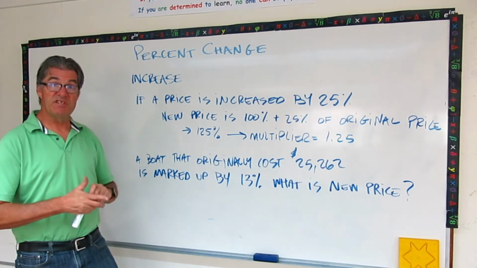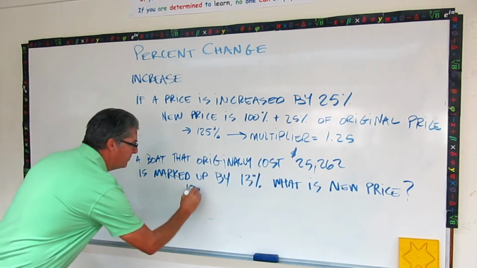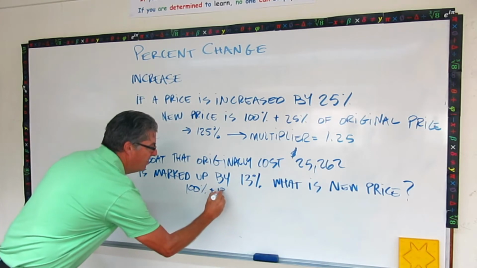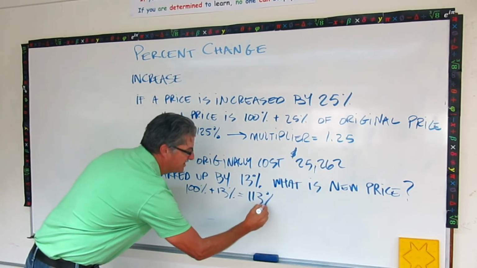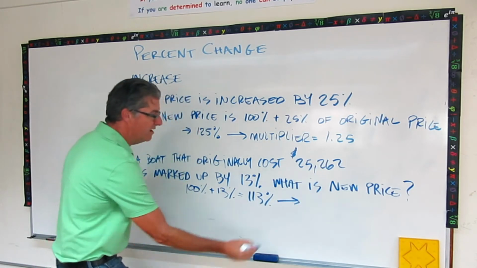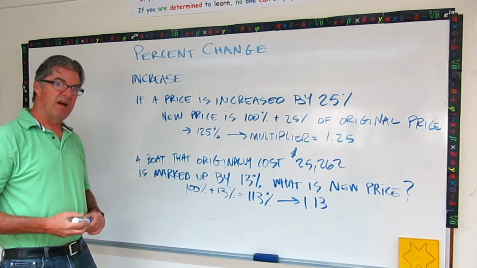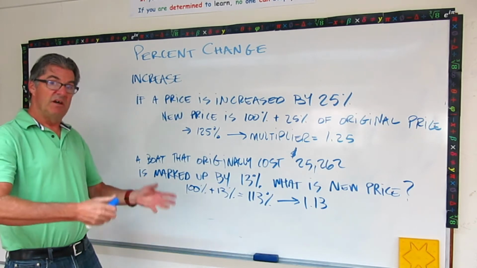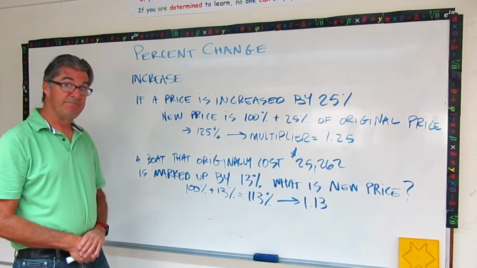Okay, your first step is to find out what your multiplier is. That's going to be 100% plus 13%, which is 113%. So that means my multiplier is 1.13. That's my multiplier. If that got you stuck, and now you're ready to go, pause the video again and see if you can come up with a new price.